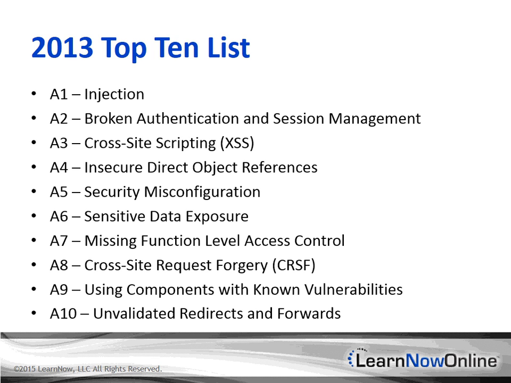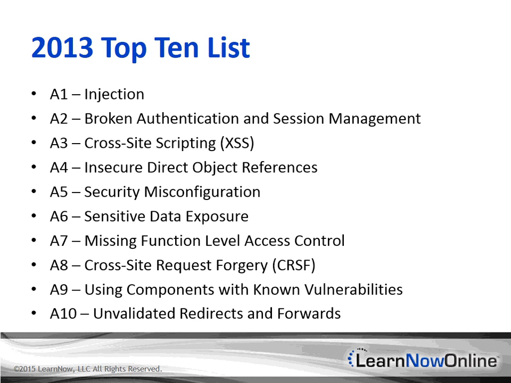And then the final item on the list is unvalidated redirects and forwards. Web applications very often redirect and forward users to other pages and websites, and use untrusted data to determine the destination pages. So if you don't use proper validation, then attackers can redirect victims to phishing or malware sites, or use forwards to access unauthorized pages.